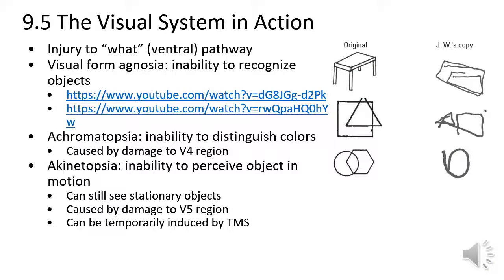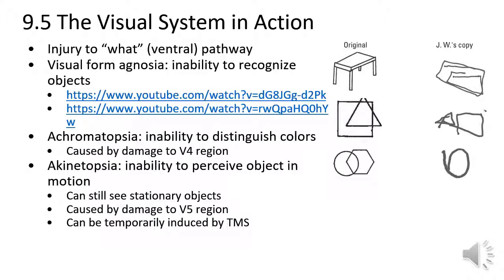So injury to the what, or ventral pathway, which goes through the temporal lobe, can result in a number of different things. One of them is visual form agnosia, or the inability to recognize objects. Agnosia in general means lack of knowledge. A means without, gnosia means knowledge.